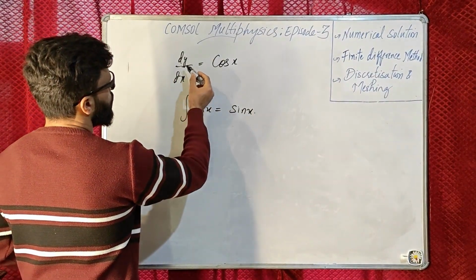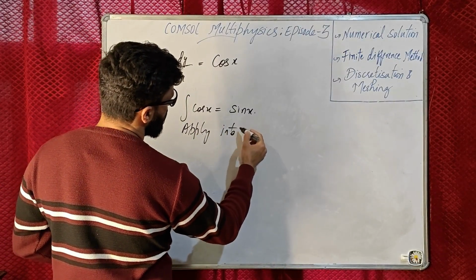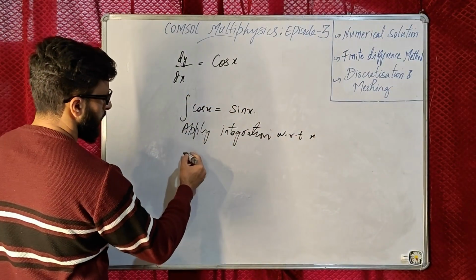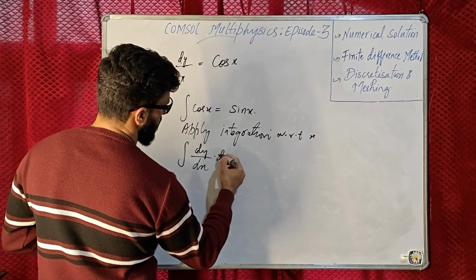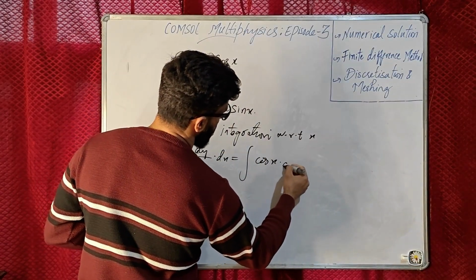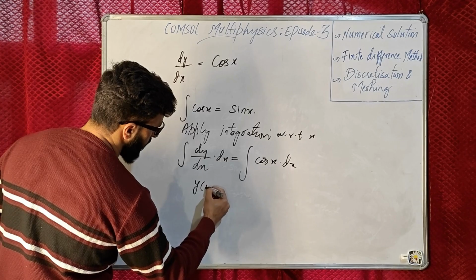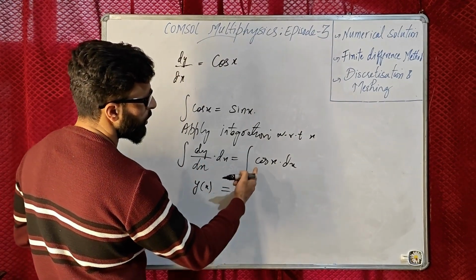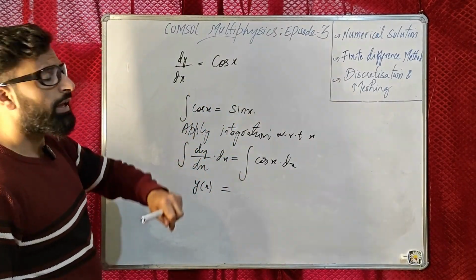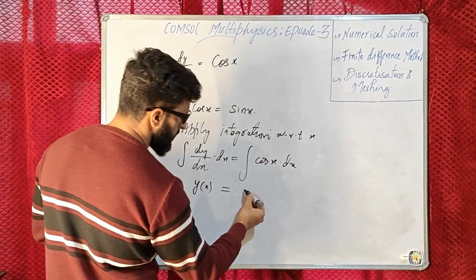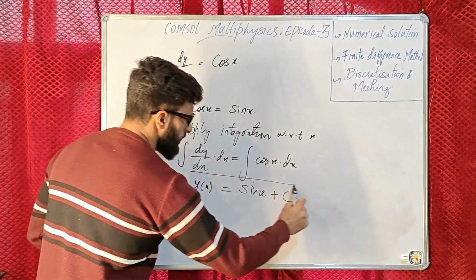So how to solve this? Suppose we apply integration with respect to x. We integrate dy/dx with respect to x, which equals the integral of cos x with respect to x. The integral and differential cancel, so we have y of x, a function of x, which is equal to, since we already know the antiderivative of cos x exists, sin x plus some integration constant. We will leave that. Our solution is here.